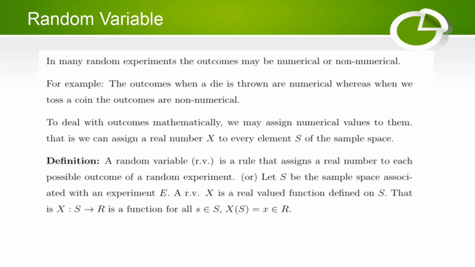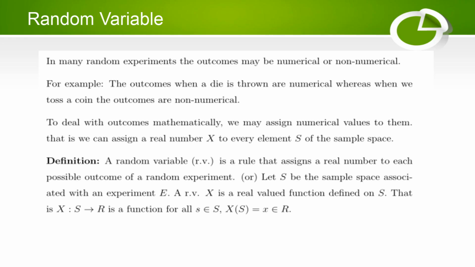Introduction to random variable. In many random experiments, the outcomes may be numerical or non-numerical. For example, the outcomes when a die is thrown are numerical, whereas when we toss a coin, the outcomes are non-numerical. To deal with outcomes mathematically, we may assign numerical values to them. That is, we can assign a real number x to every element s of the sample space.